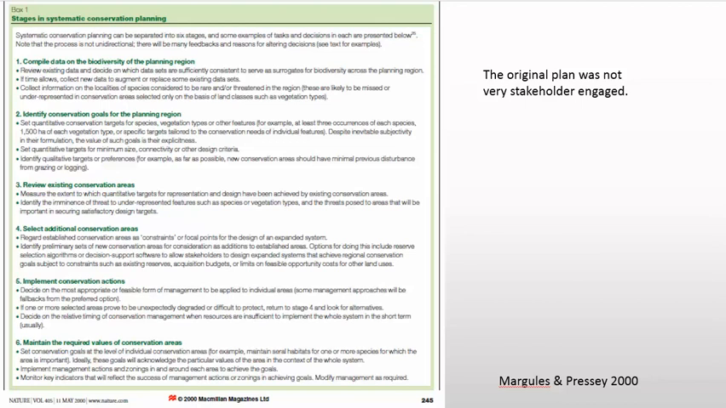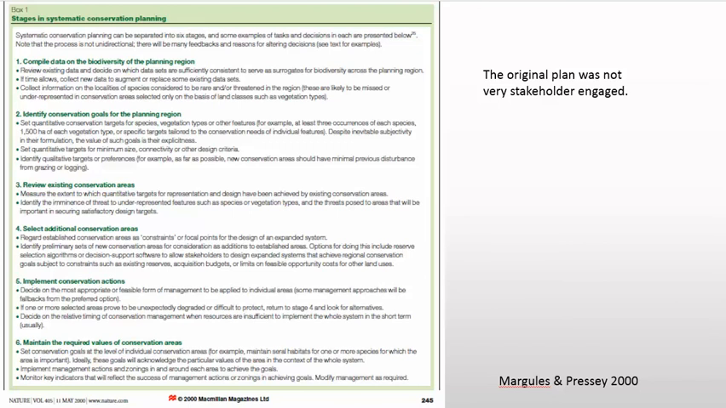But Margules and Pressey in 2000 had stages in systematic conservation planning, and these are really kind of data driven. So you compile the data on the biodiversity of a planning region, you identify conservation goals for the planning region, you review existing conservation areas. One of the things about MARXAN is you can seed it with areas that are already in, that you don't have to acquire, in terms of making an efficient design for a reserve system. You select additional conservation areas and then you implement it. Great. That sounds as if it's easy peasy.